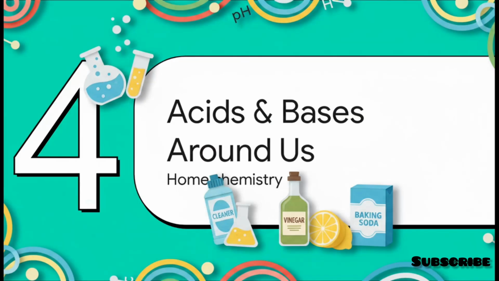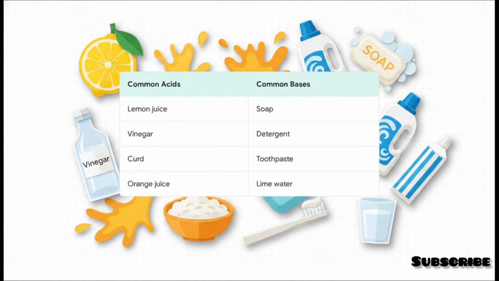Okay, Section 4. Acids and bases around us. The chemistry in your home. You are actually handling these chemicals every single day. You eat mild acids constantly, like citric acid in lemons or lactic acid in curd. Then you rely on bases, like soap and detergent, to wash up. Even your everyday toothpaste is a base. It's designed specifically to neutralize the harmful acids produced by bacteria in your mouth.